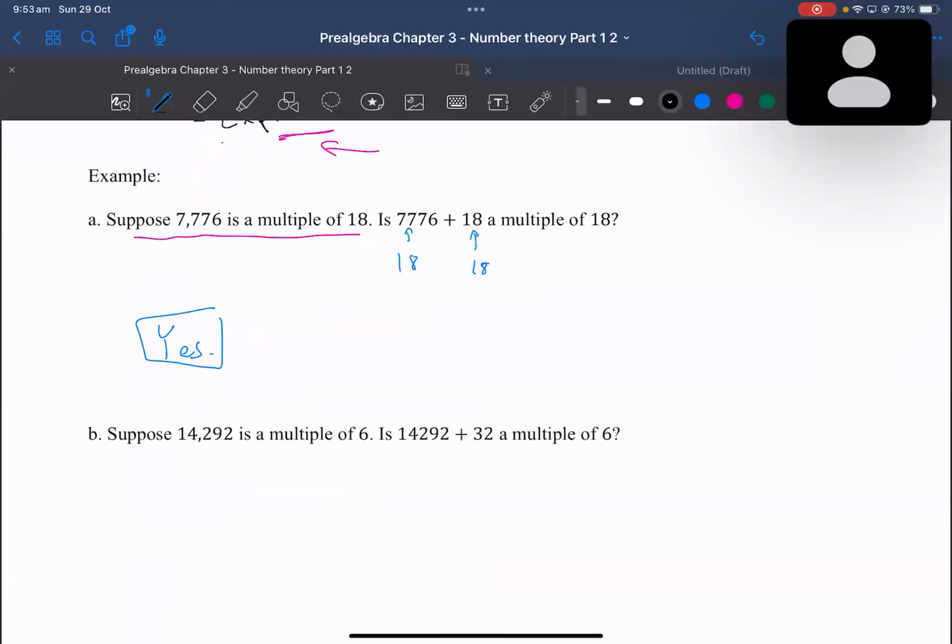Part A? Yep. Good. And B, suppose 14292 is a multiple of 6. If you add 32 to it, is that a multiple of 6 anymore? No, because 32 is not a multiple of 6. 32 divided by 6 has a remainder of 2. So the answer is no here. This is a multiple of 6, but this is not, so this is what fails here. If you had two multiples of 6, it would remain a multiple of 6.